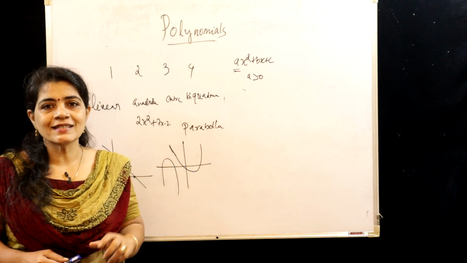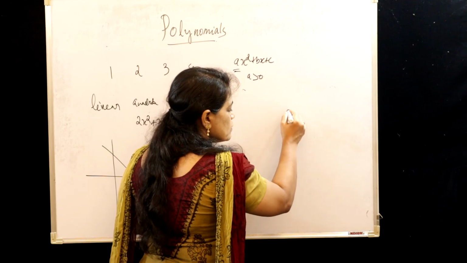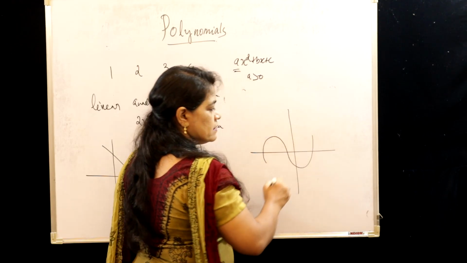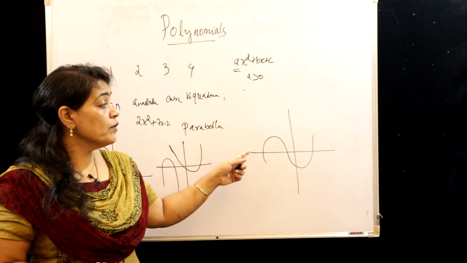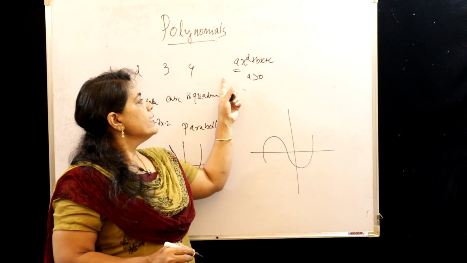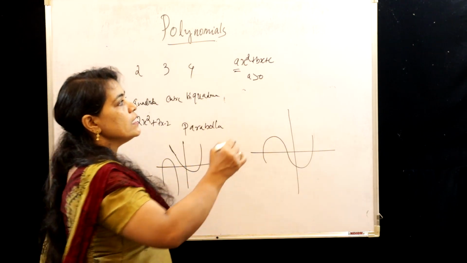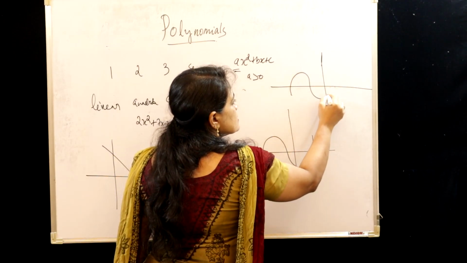The next is the cubic polynomial. Cubic polynomial means its degree is 3. So the graph is always of this type. It will intersect like this, the x-axis and y-axis, and the graph will look like this. And next is the fourth degree polynomial, that is the biquadratic polynomial, which will intersect in this manner.